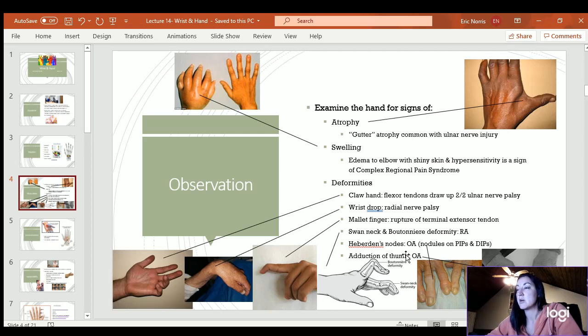Heberden's nodes are common with osteoarthritis, especially in the proximal interphalangeal joints and the distal interphalangeal joints. That's the PIP and DIP. So it's kind of a thickening of those joints, nodules developing. And then another sign of osteoarthritis is your adducted thumb, where the thumb is becoming pulled in kind of under the undersurface of the hand. And that's with arthritis of the thumb itself, first CMC.